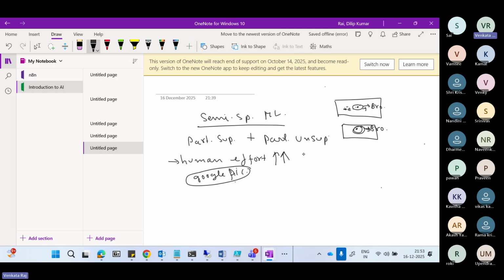So in semi-supervised machine learning, what is there? Partially supervised and partially unsupervised. In the partially supervised part, when we take the data from anywhere, it is already labeled. And in the partially unsupervised part, there are few data points which we have to label.